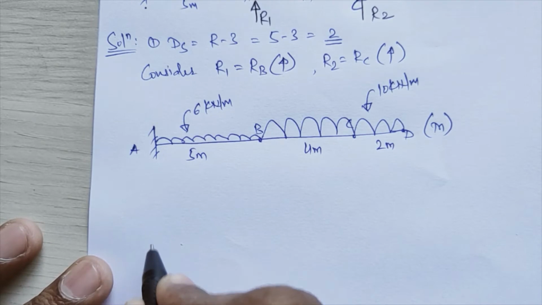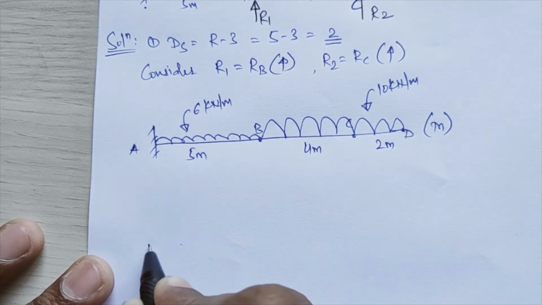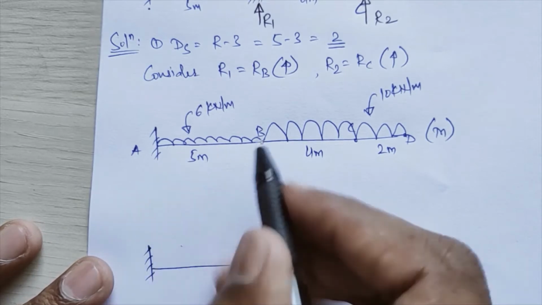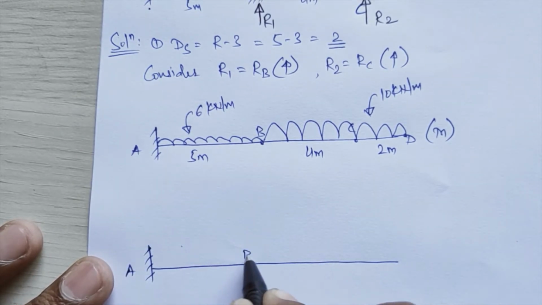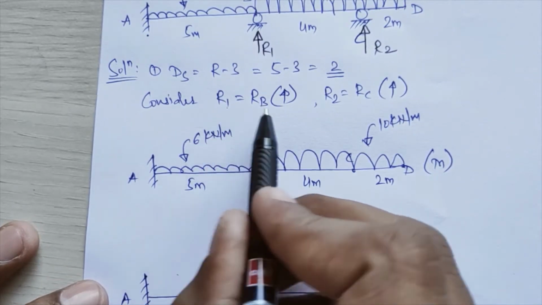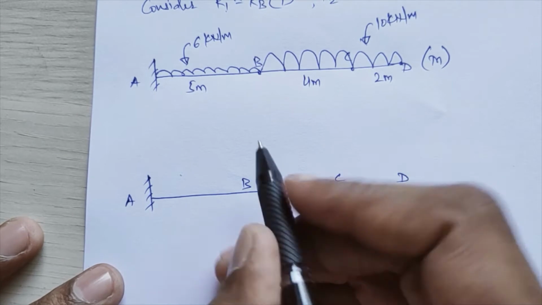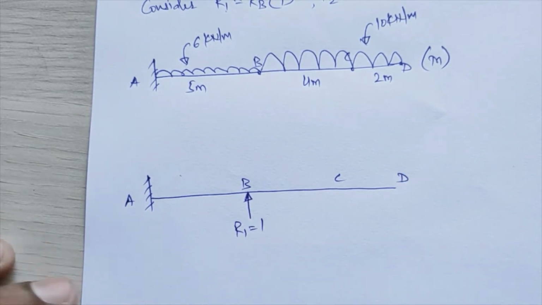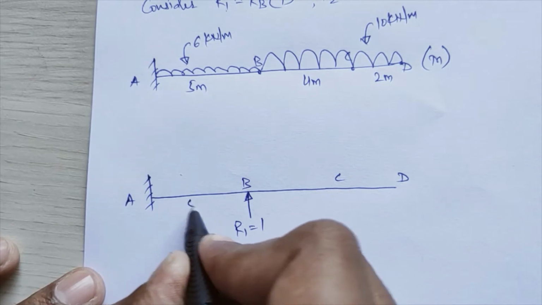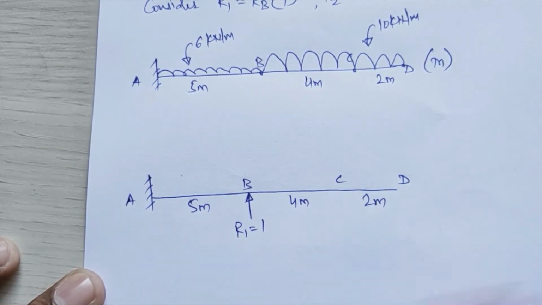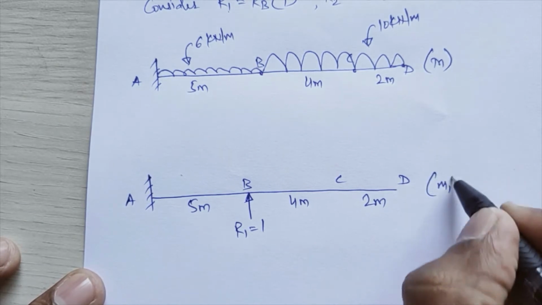Now I'll draw the small m1 diagram. In the small m1 diagram, we remove all the applied loads from this and we apply a unit load at the first coordinate. So the first coordinate I have assumed is at point B. So I'll apply R1 equal to 1 at point A, sorry, point B. Okay, so this will be your small m1 diagram.